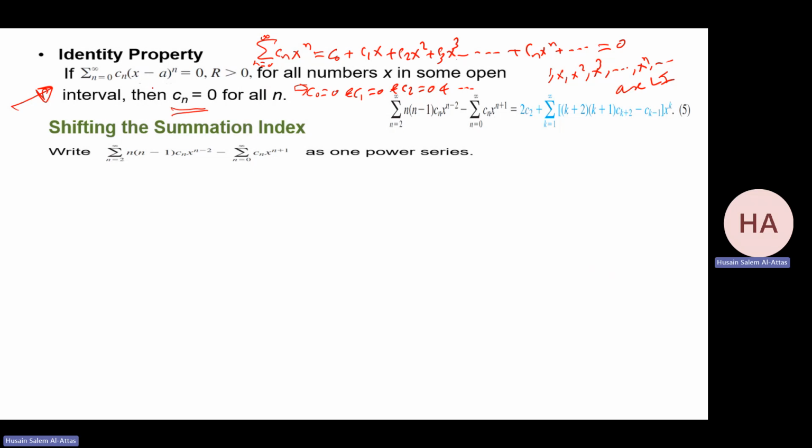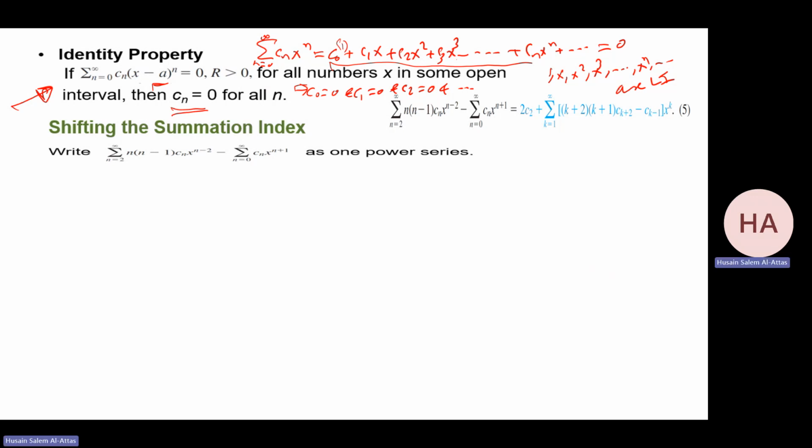This is if a equals 0; if a equals any value, it will be the same idea. Since these functions, C0 times 1, times x, x squared, x cubed, are all linearly independent, if this expression equals 0, then all the coefficients should be 0.